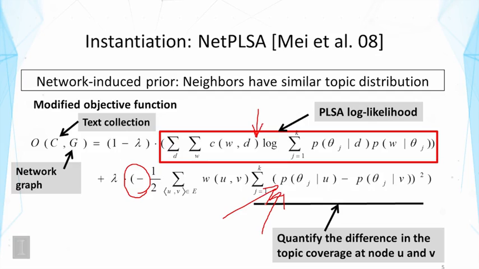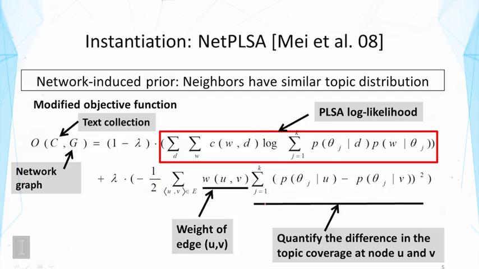So if we look further in this picture, we'll see there is also a weight of edge between U and V here, and that's based on our network. If we have a weight that says these two nodes are strong collaborators of researchers, or strong connections between two people in a social network, then they will have a high weight. That means it will be more important to make sure that their topic coverages are similar. And that's basically what it says here.